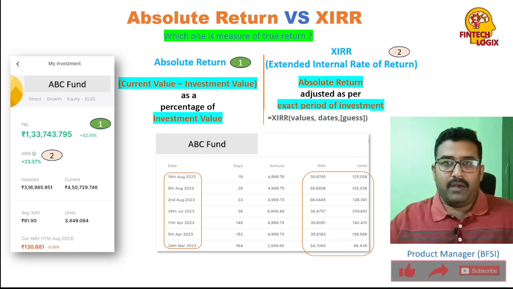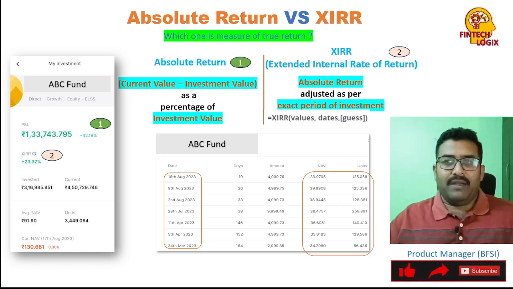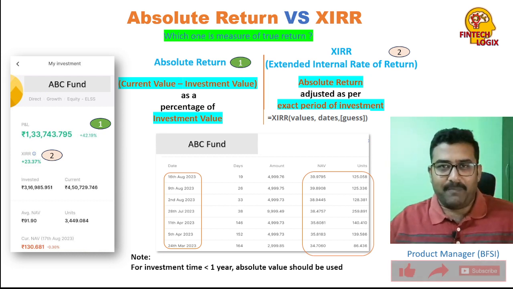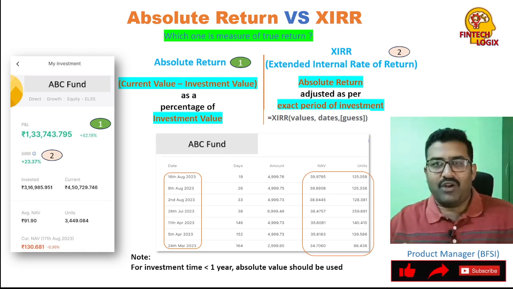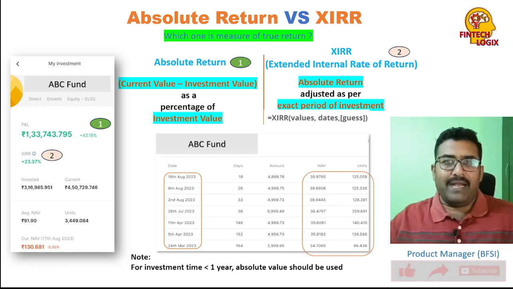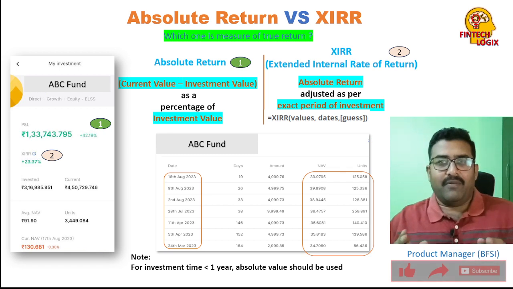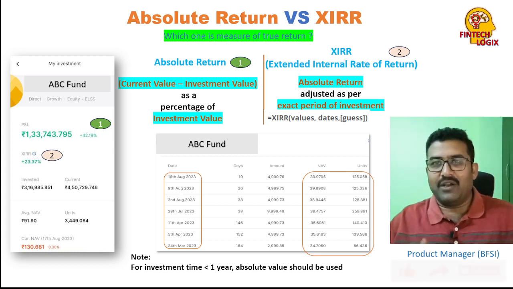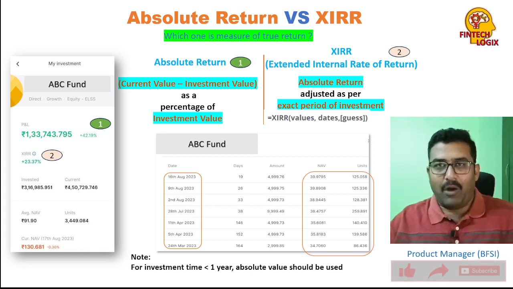Now a point of caution here is that if your date of investment is less than 1 year, then it normally doesn't work. It should be more than a year. So that is why, in short, you should always look at XIRR for knowing the actual return instead of your absolute return. I hope this video would have made the concept clear about how to look at your statements with XIRR.